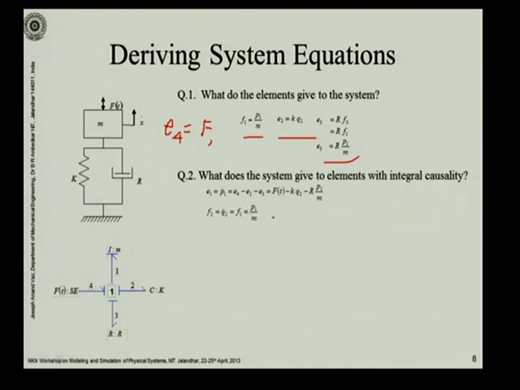The second equation is obtained likewise. You ask for this element which is having integral causality, what does the system give to it? And you can see that it gives flow 2. And what is flow 2? Who brings in this information of flow into this system if you trace the causal path? This flow 2 comes into this junction only from one bond. It is bond 1. So it is the same as flow 1. Flow 2 is the same as flow 1.